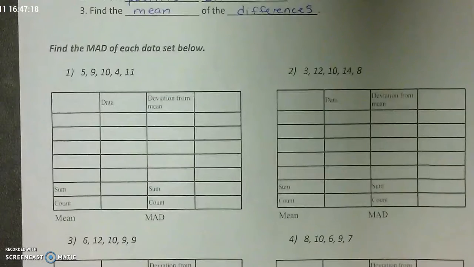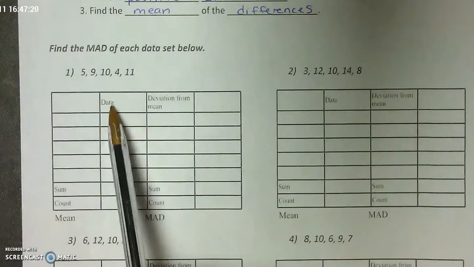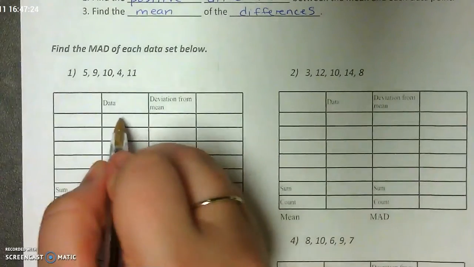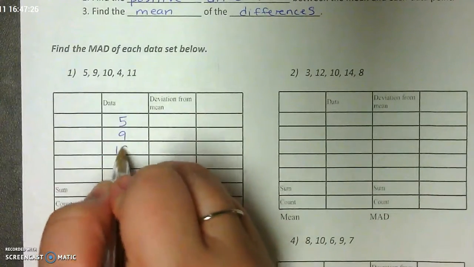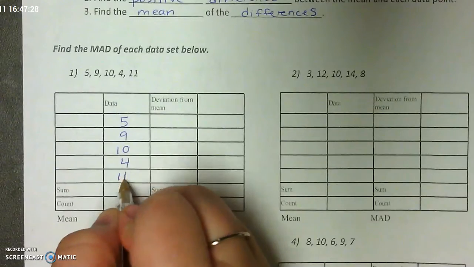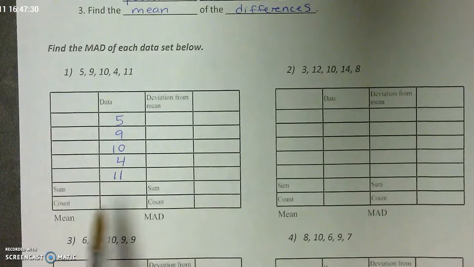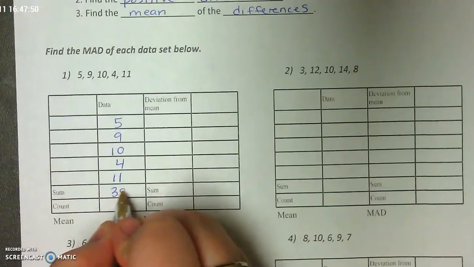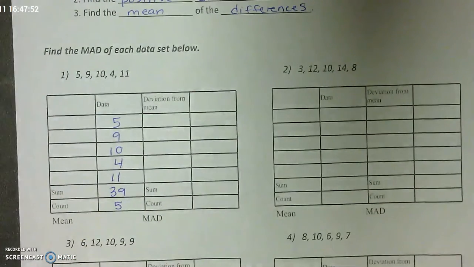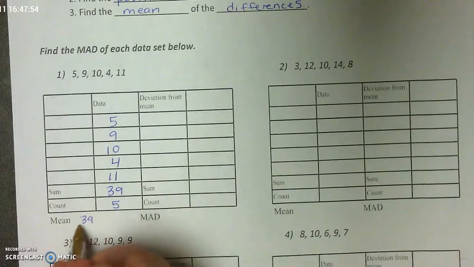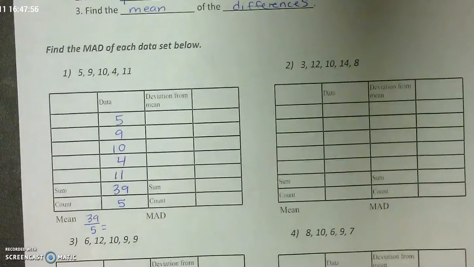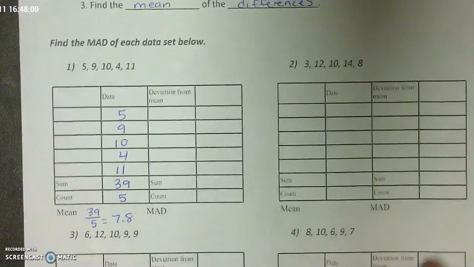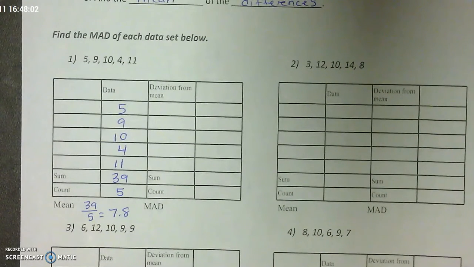So we have this fancy chart to try to stay organized. The very first thing says data, so we're going to write every single number in this chart. We're going to say 5, 9, 10, 4, and 11. Now this says sum, so we add them all together, and we get 39. We have 5 numbers, so we divide 39 by 5. We get 7.8. So that's the very first step. You're just finding the mean like we always have.